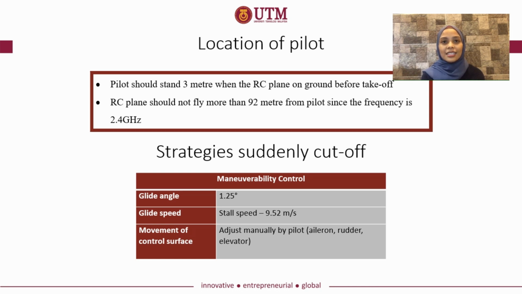Last but not least, the list of the maneuverability controls when the power suddenly cuts off. Glide angle of our plane is 1.25 degrees with a stall speed of 9.52 meters per second. The movement of the control surface is adjustable, so the aileron, rudder, and elevator can be controlled manually by the pilot.